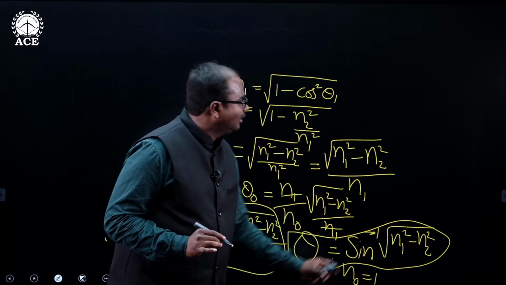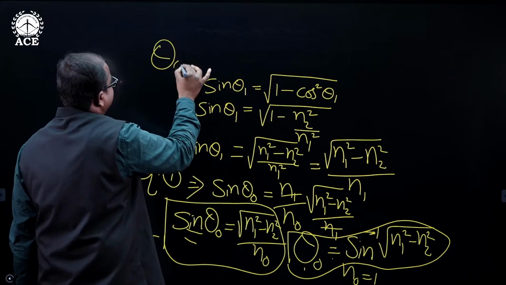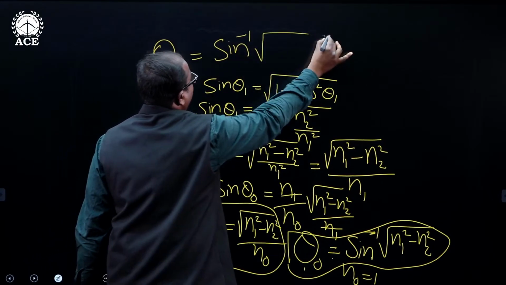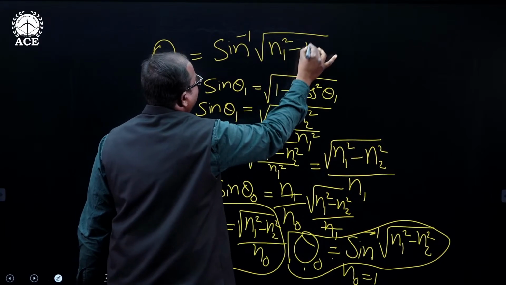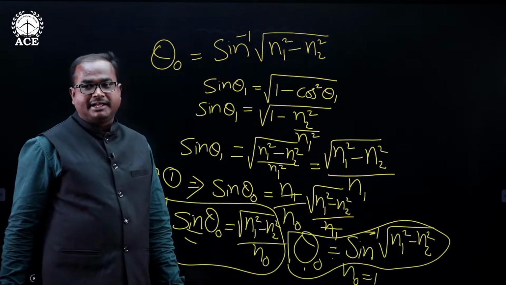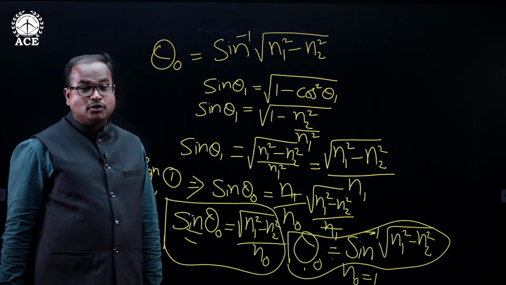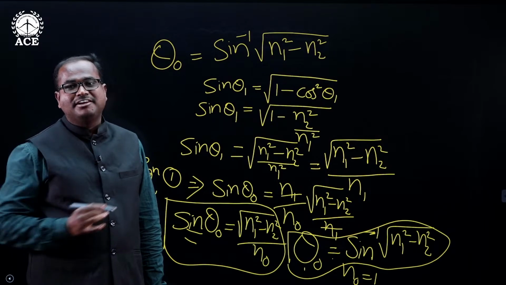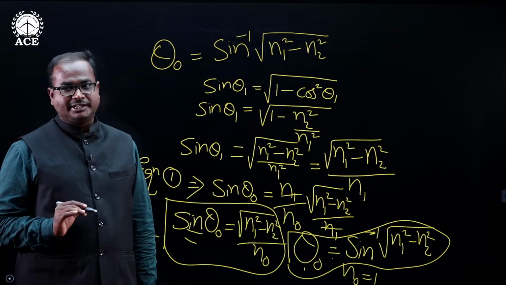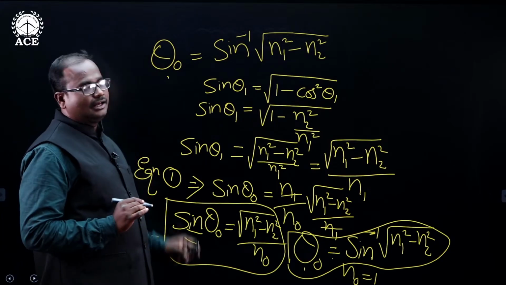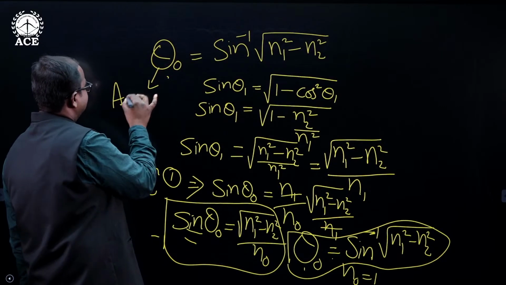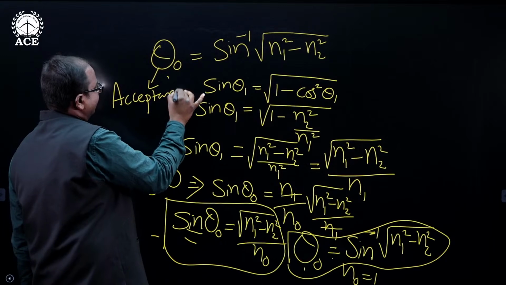The acceptance angle is equal to sin inverse of root N1 square minus N2 square. Divided by N naught is also there, but I am taking the N naught value as 1 because we are launching the light beam from air medium. Since it is launched from air medium, the refractive index of air is taken as 1. That is why this is the expression for acceptance angle.